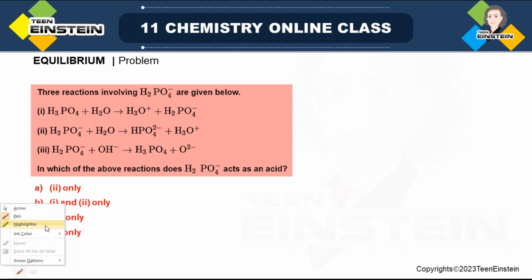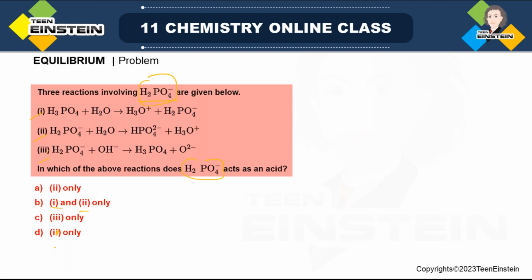Okay. Three reactions are there, and in all these reactions there is involvement of this species H2PO4 minus. It is asking that of the 3 reactions given involving H2PO4 minus anion, in which of the above reactions this species acts as an acid. Options: 2 only, 1 and 2. That means first reaction only, second reaction only, or it may be first and second reaction.